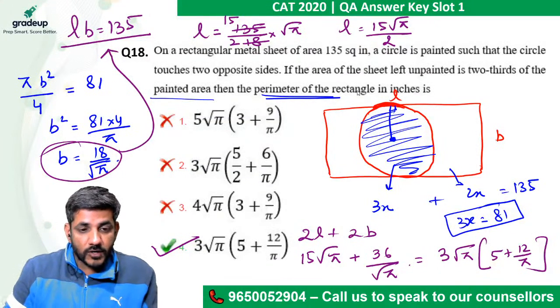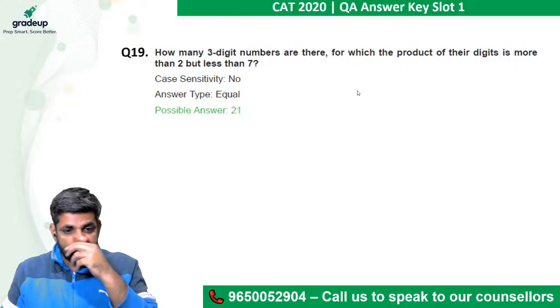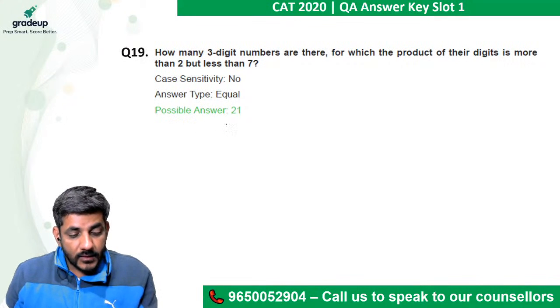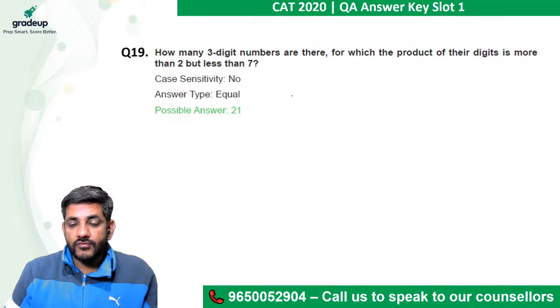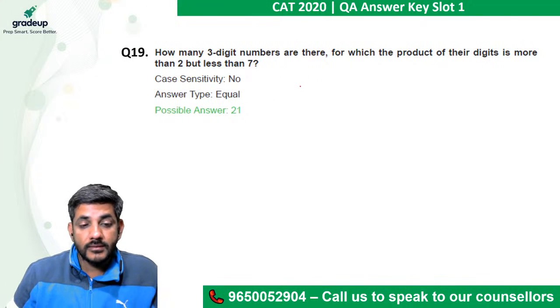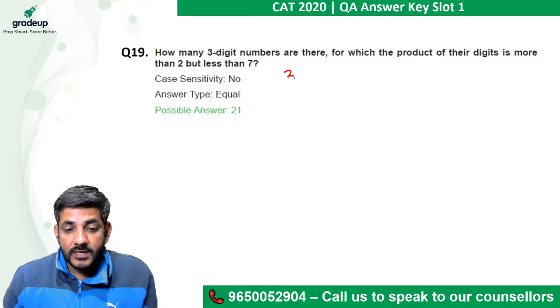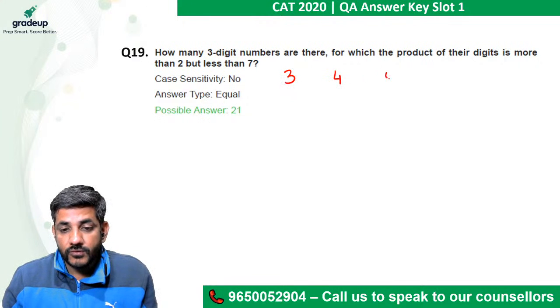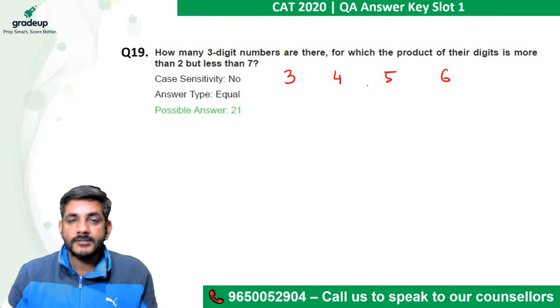So let's move forward to the next question. Question number 19. How many 3-digit numbers are there for which the product of their digits is more than 2 but less than 6? So more than 2 but less than 6 का मतलब ये है 3 का product आएगा, 4 आएगा, 5 आएगा और 6.